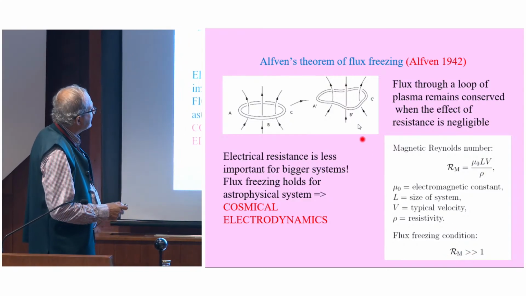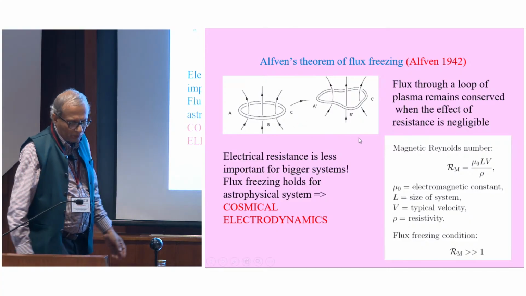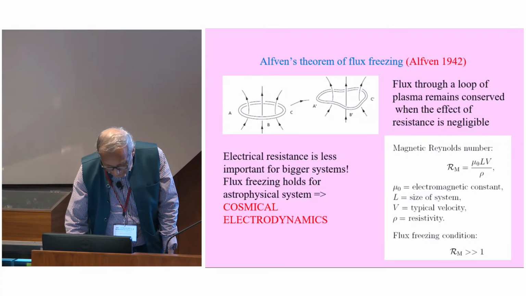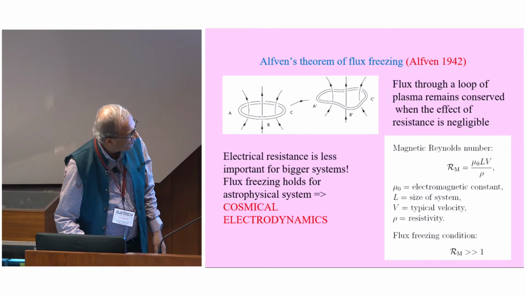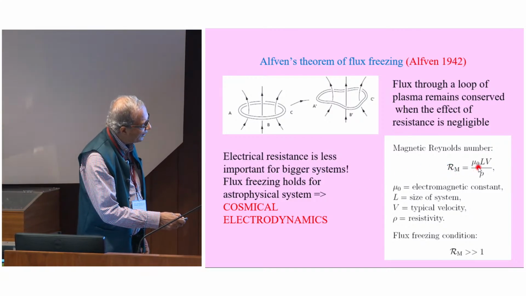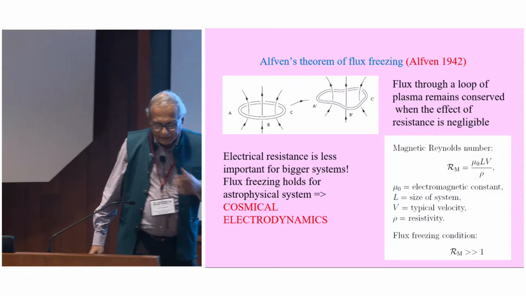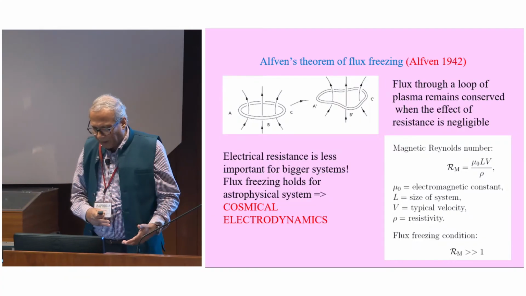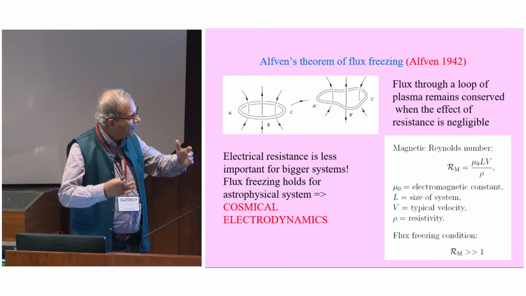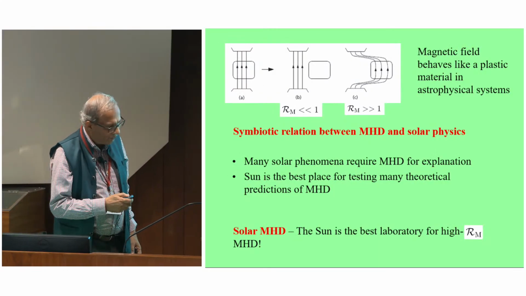And if that condition is satisfied, then this magnetic flux moves with the plasma. Let me try to explain this further by giving an example. You note that the magnetic Reynolds number depends on the size. So for laboratory systems of limited size, the magnetic Reynolds number turns out to be much smaller than 1, and in astrophysical systems where L is very large, the magnetic Reynolds number turns out to be much larger than 1.